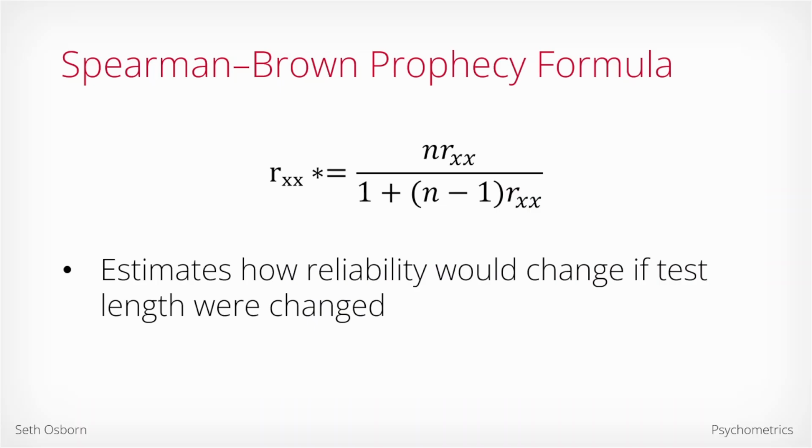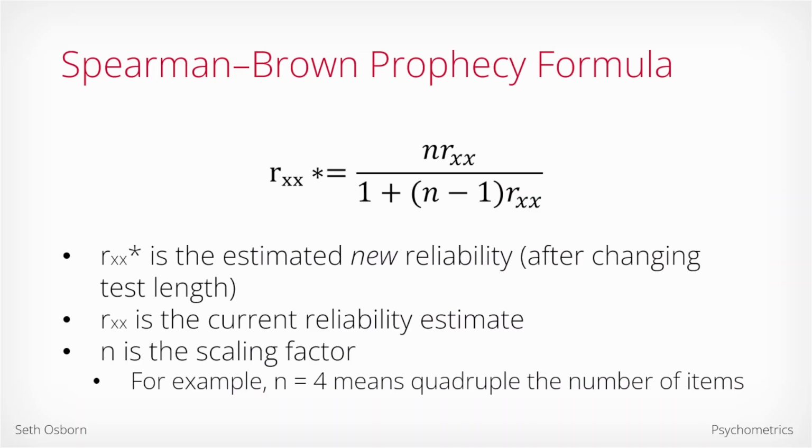The Spearman-Brown prophecy formula estimates how much reliability will increase or decrease based on how many measurements are added or removed. Brief explanation of the notation. RxX star is what I use to represent the estimated new reliability. So what the reliability is going to be after the test length is changed. RxX without the star is the current reliability, which is based on the current test length. And then lastly, we call the factor by which you adjust the test length n. So it's a scaling factor.